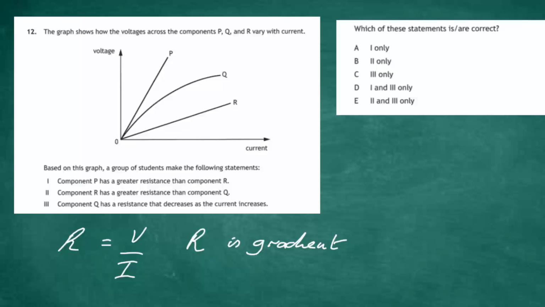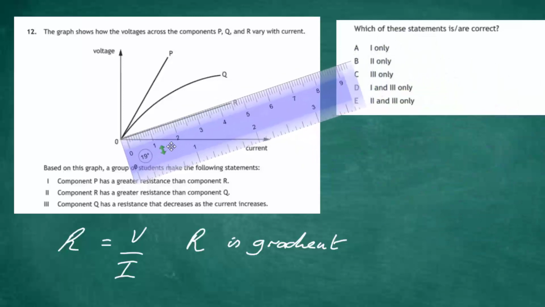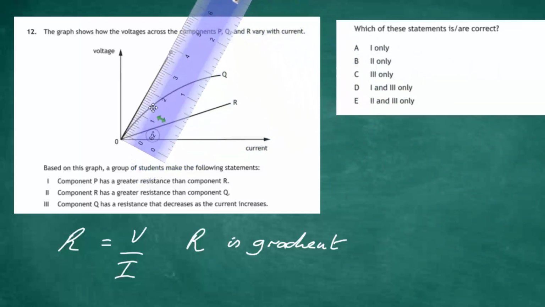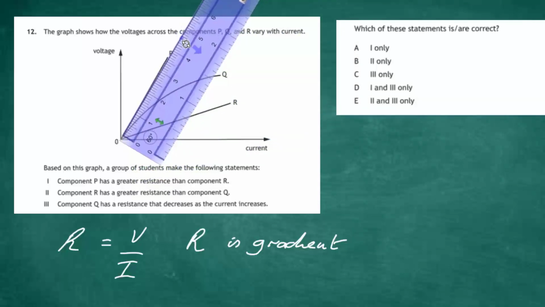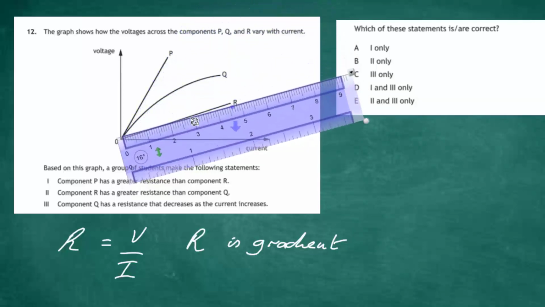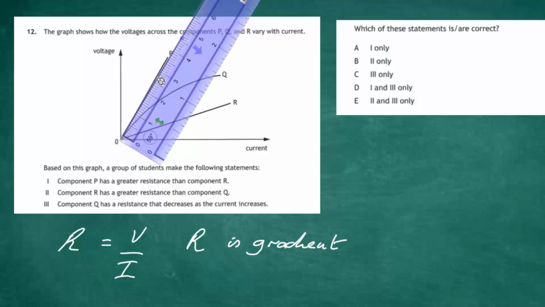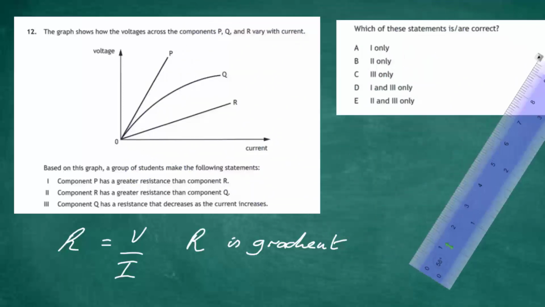Let's take a look at the first statement. Component P has a greater resistance than component R. So if we go over here and put in the graph and slide up to P here like that, you can see P has got a much steeper slope than R. So therefore P is the bigger resistance, because P has got a bigger slope than R. So our first statement there is going to be correct. Component P is a greater resistance than R.